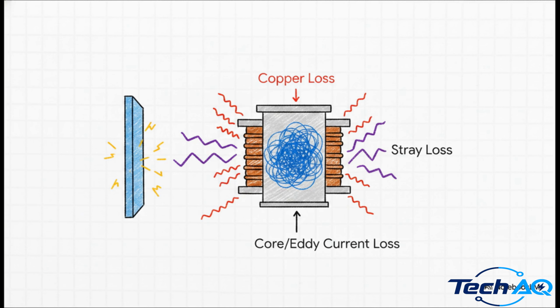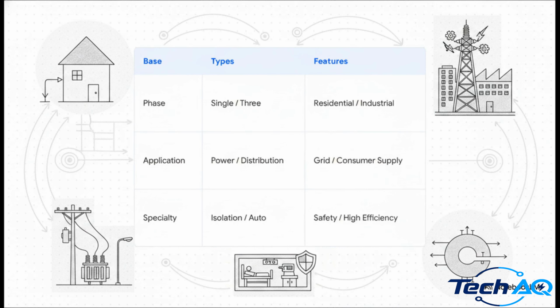itself. Stray loss occurs when a tiny bit of that magnetic flux leaks out of our perfect bridge. And dielectric loss happens within the insulation materials themselves. But honestly, even with all that, losing only 1 to 5% of power overall is just incredible. Now, to meet the wildly different demands of our modern world, this one core principle of induction takes on a lot of different physical forms.